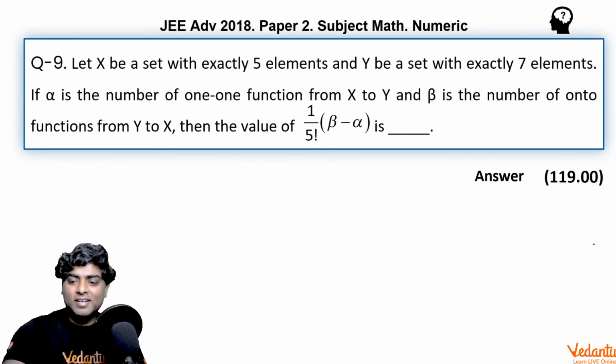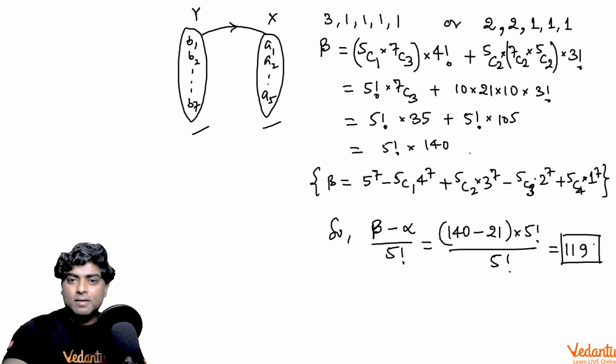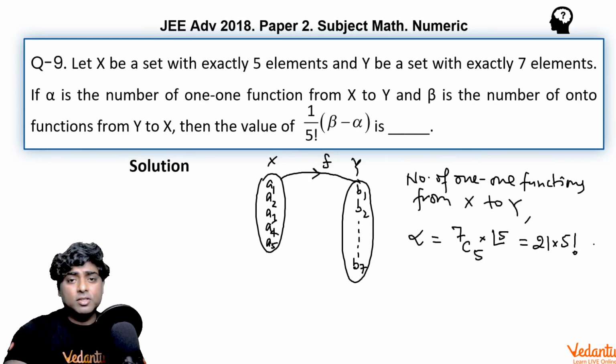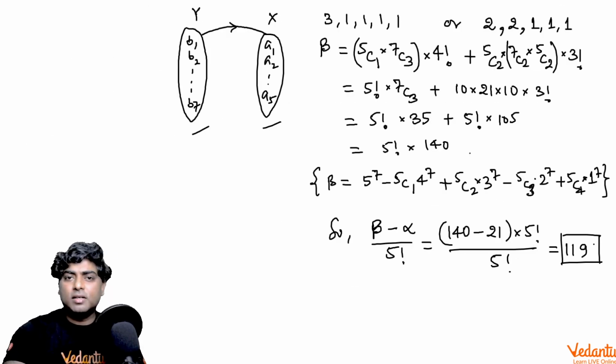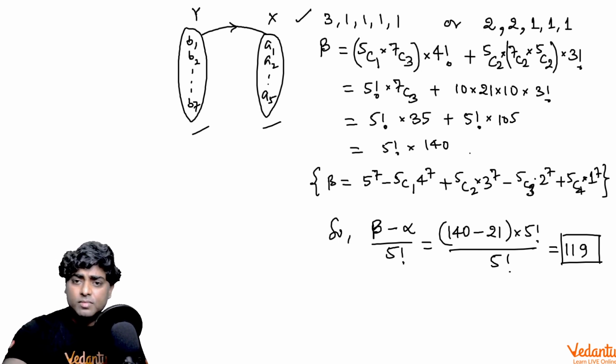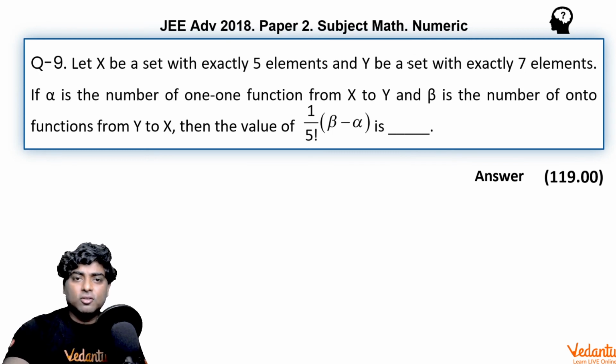So right, I hope you understood this, the value of alpha, one-one function from x to y, and the value of beta, the onto function from y to x, right? Here you can use the formula of division and distribution also to get the value of beta. That is also okay. I hope you understood it, right?